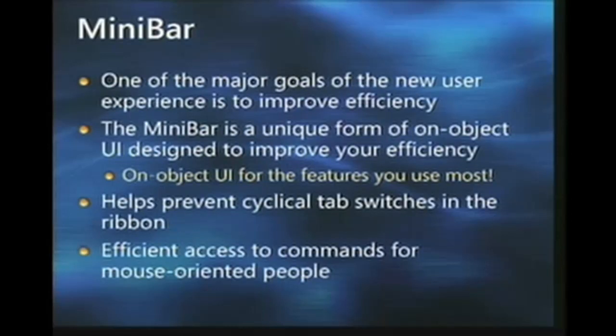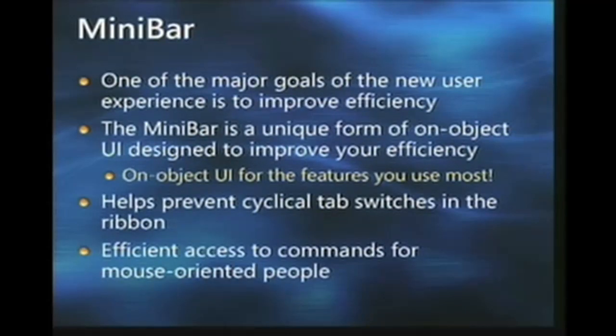Okay, efficiency. I talked about efficiency as being one of our major goals. When we looked at the SQM data, the customer experience improvement data for Word, we found that certain commands were used way more than others. And we've had this thing that we've tried in Microsoft a number of times called on-object UI, which says put the object directly around the thing that you're trying to do. We've built a lot of really annoying features that do that.